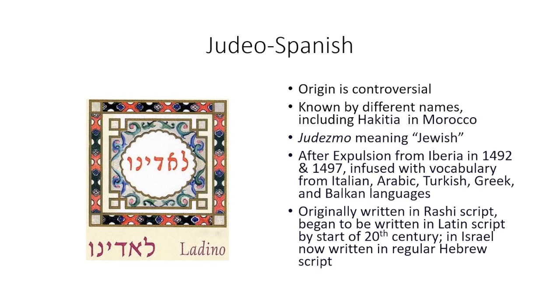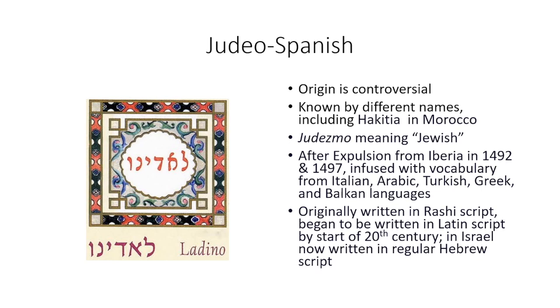The origins of Ladino are a little unclear. There's a bit of debate about it amongst scholars, but we know that what we have in Ladino currently is 15th century Castiliano. So it's Castilian Spanish that after the expulsion of the Jews from Spain in 1492 and from Portugal in 1497, traveled along the Mediterranean and picked up vocabulary from Italian, from Arabic, and especially Turkish, Greek, and the Balkan languages, which is where the largest number of Ladino speakers settled.